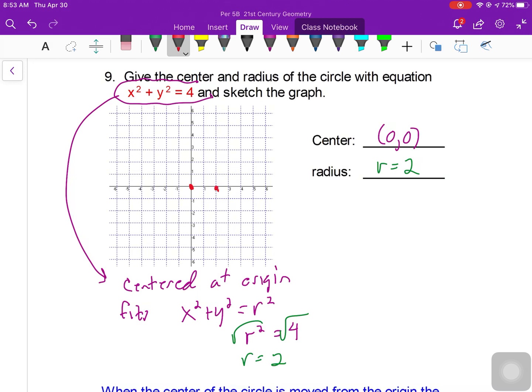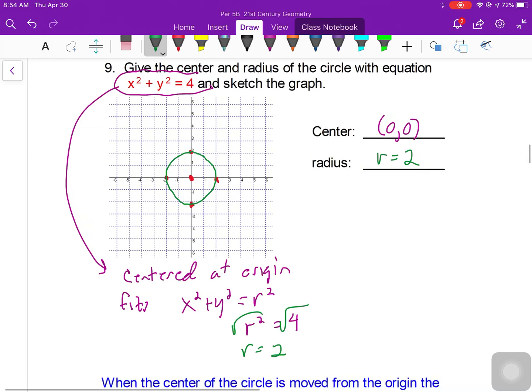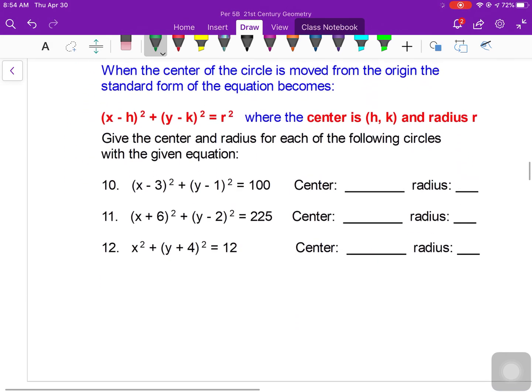We're going to go ahead and sketch this graph. Center's at 0, 0. Radius is 2, so I move out 2 in each direction. The easiest way is to go right 2, up 2, left 2, and down 2. And then we sketch the circle. Now the circle does not have to be perfect, but it does have to go through those points. And we're done.